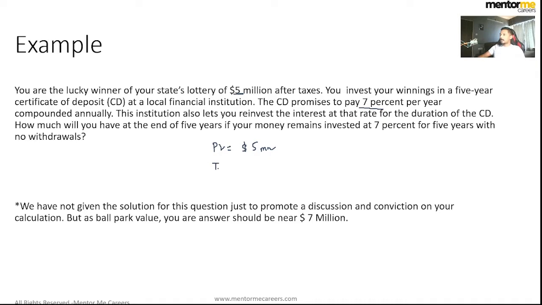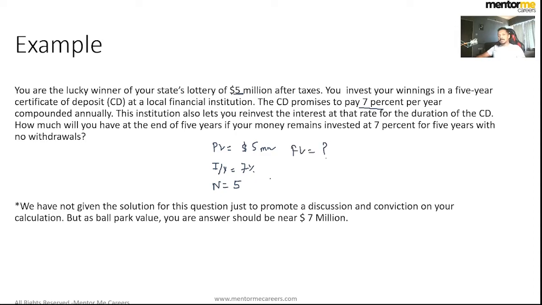So my rate, or my I/Y, is 7%, right? The institution also lets you reinvest the interest at the same rate for the duration of the CD, which is fine. So that means it's compounded, right? And how many years are we talking about? We're talking about a 5 year period, so N is 5. And apart from this, I don't think we have any other information. So we can easily find the FV.